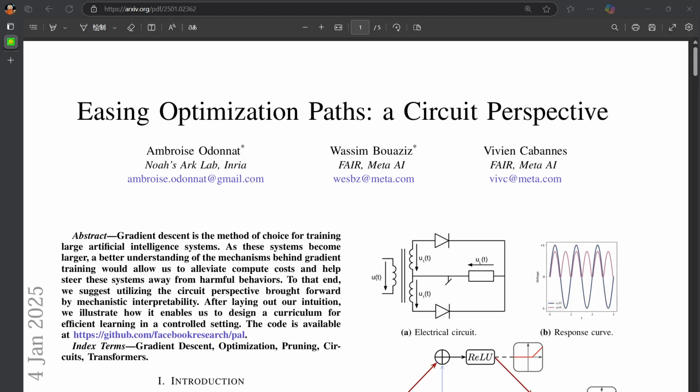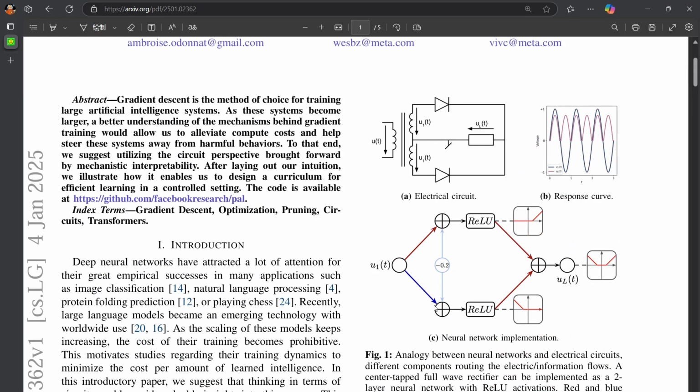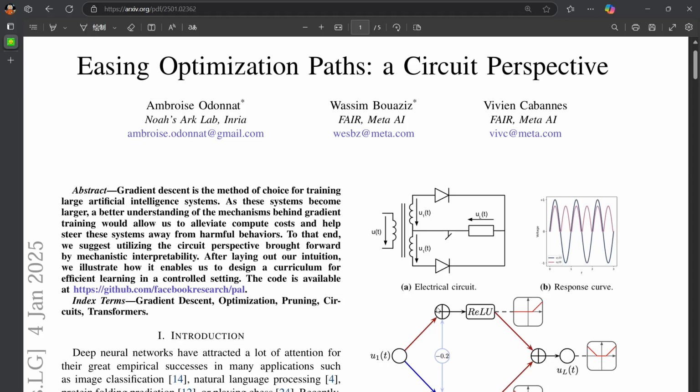All right, you want to get a little more academic, and I think we found just the paper for that: Easing Optimization Paths, a Circuit Perspective. Yeah, this is a really cool look at how we can make neural networks learn way more efficiently. I am intrigued by this idea of thinking about neural networks in terms of circuits. It's a really interesting framework. Can we break down exactly what circuits are in this context? Like, what are we actually talking about?